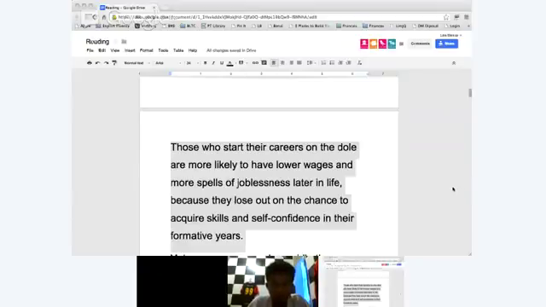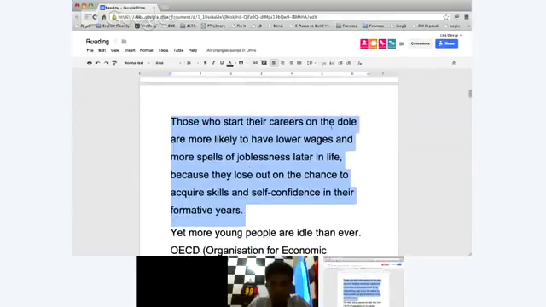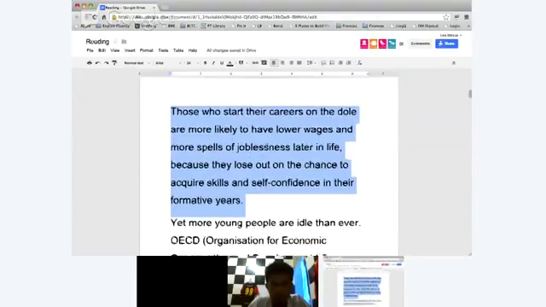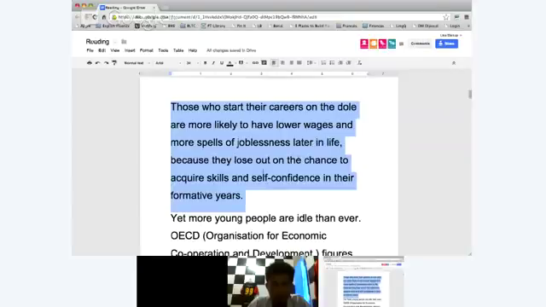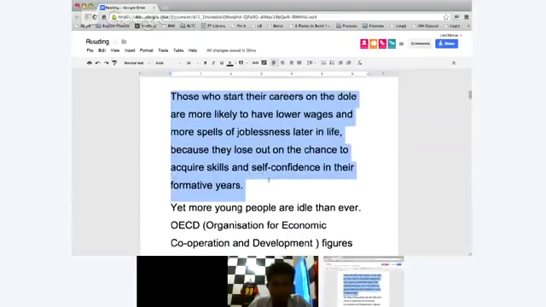Those who start their careers on the dole are more likely to have lower wages and more spells of joblessness later in life because they lose out on the chance to acquire skills and self-confidence in their formative years.